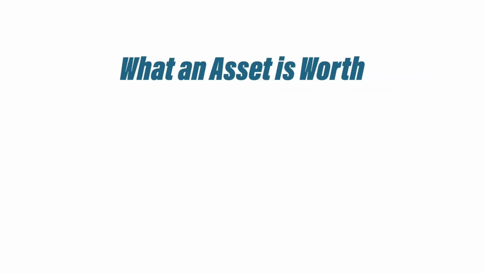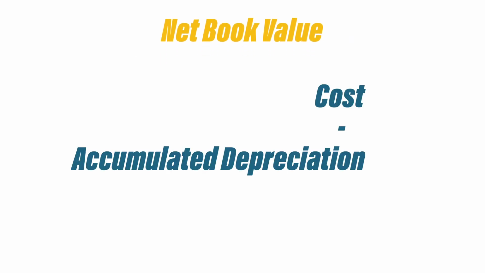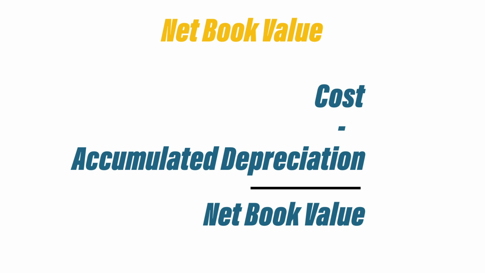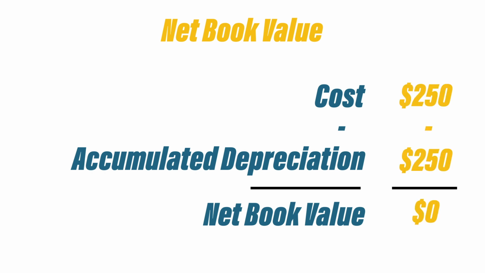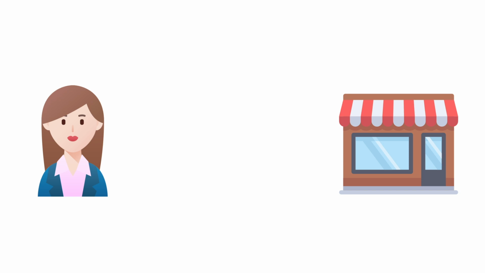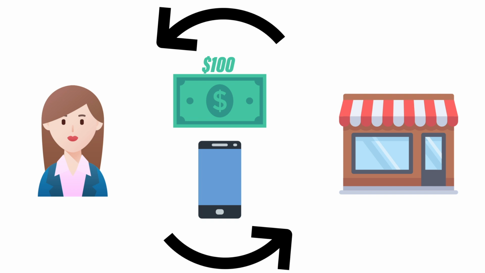So when we're talking about what an asset is worth, we're talking about its net book value. Net book value is simply the cost minus accumulated depreciation. So in this example, when we say the asset is worth nothing, it's the same thing as saying that its net book value is 0. So let's say that after owning your cell phone for 5 years, you sell it for $100. Remember that since you have fully depreciated it, it is worth 0. You're getting $100 for something that is worth 0. So you would have a gain of $100.